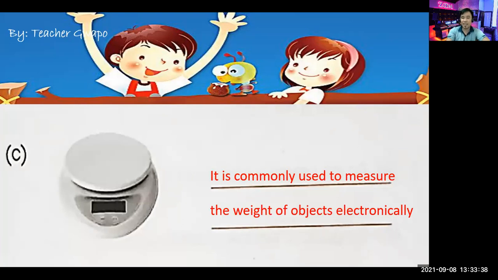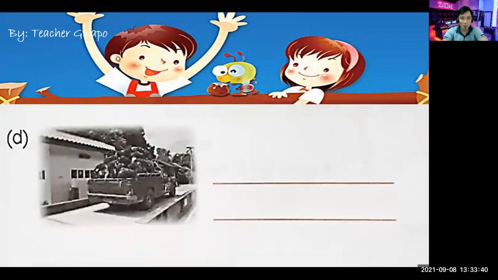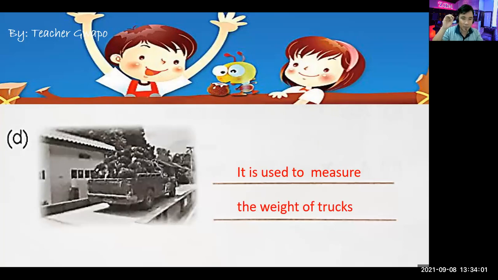And the last one, letter D. What is this for? Do you remember? This is called the weigh bridge. Again, weigh bridge. It is used to measure the weight of trucks. If you write trucks, that's correct. If you write cars, it's okay, it's correct. Now, it's finished up to letter D only.